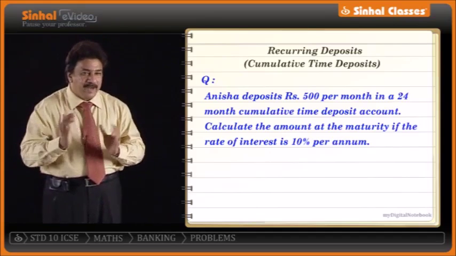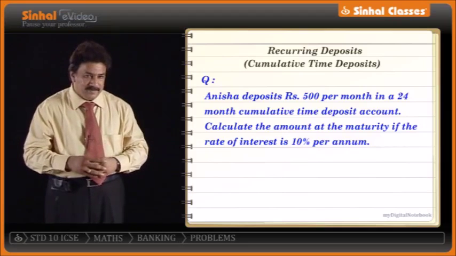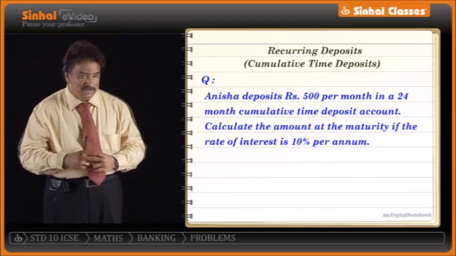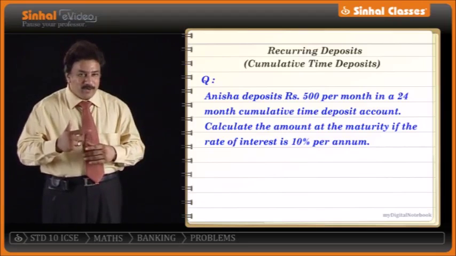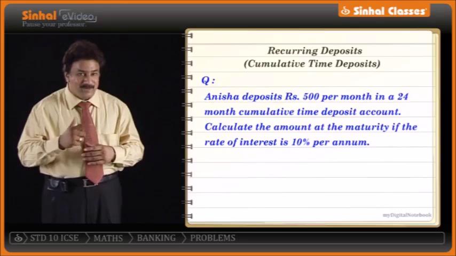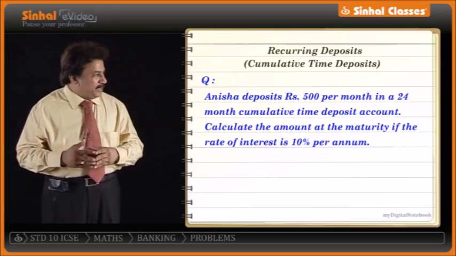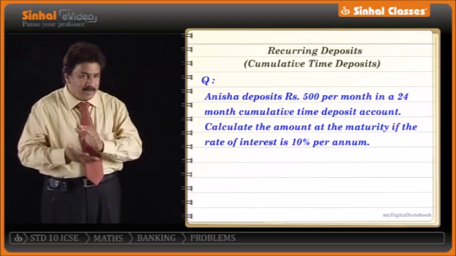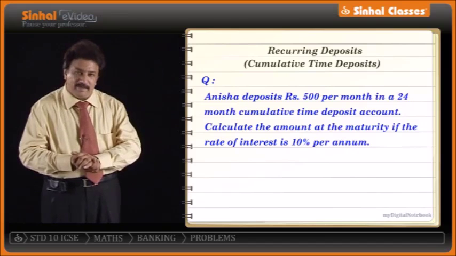Every month you go to the bank and deposit a certain amount. That is rupees 500 per month. That is monthly installment. It's deposited for 24 months. That means Anisha is going to the bank for 24 months. So n is over here 24. Calculate the amount at maturity. That we want to find the maturity amount, if the rate of interest is 10% per annum.